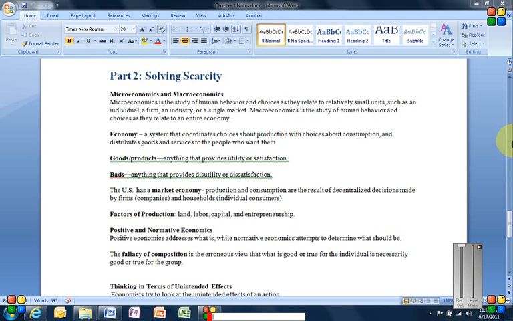When we're looking at solving scarcity, it's really important as we examine the different ideas that are out there, the different theories and models, that we understand the difference between positive and normative economics. Positive economics addresses what is. So it might make a statement. A positive economic statement would be the unemployment rate is 8.9%. Inflation is 4%. That's just stating the facts.